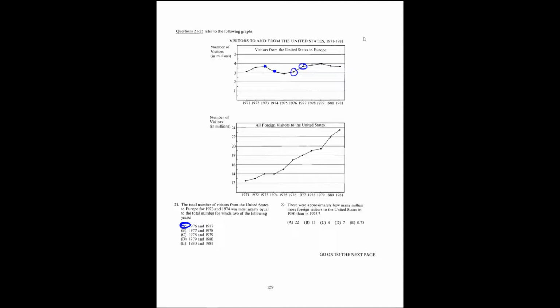There were approximately how many million more foreign visitors to the U.S. in 1980 than in 1975? So we want foreign visitors to the U.S., so that's this table, and we're comparing 80 to 75. 80 is 22, and 75 is halfway between 14 and 16, so it's 15, and so that's going to give us 7.